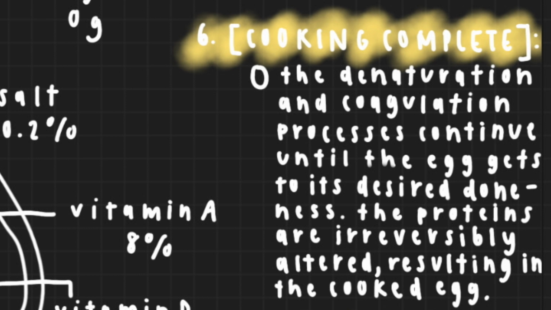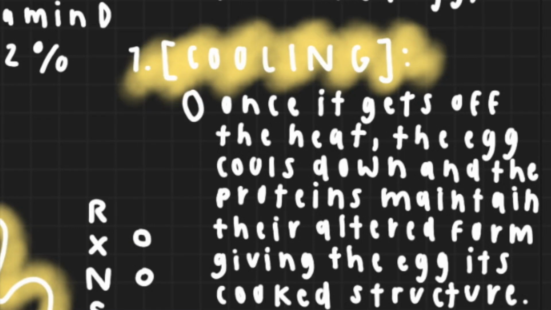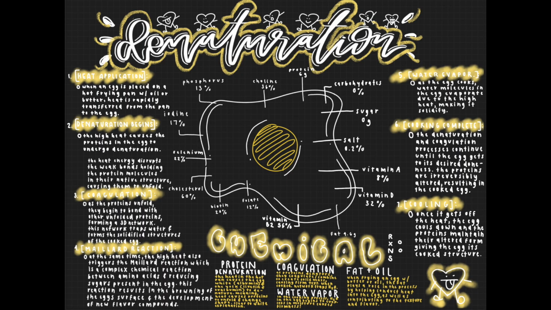And then there's the last step, which is step 7, and that's cooling. This is basically when the egg gets off the hot frying pan. So once it gets off the heat, the egg cools down and the proteins maintain their altered form, giving the egg its cooked structure. And that's the denaturation of eggs.